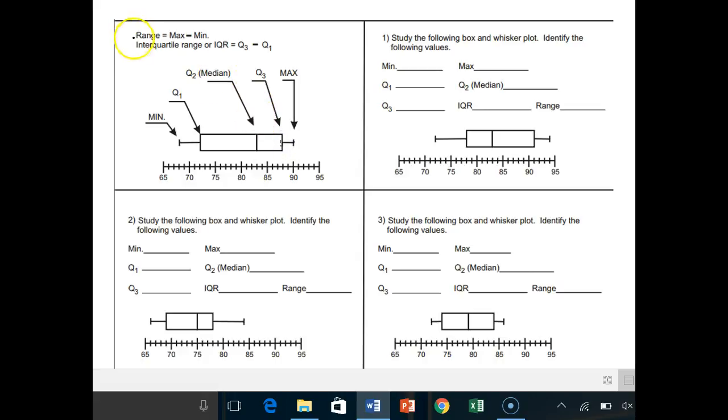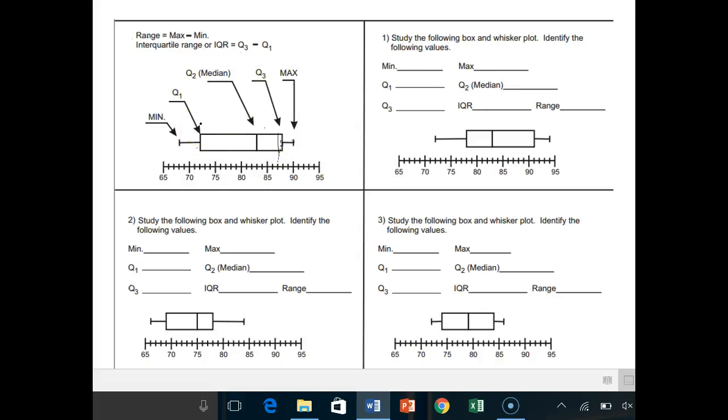The range is found easily by doing the maximum minus the minimum. That's important: maximum minus the minimum is the range. The interquartile range is the range in this box here, and we find that by doing quarter 3, this number, whatever it is, minus quarter 1.